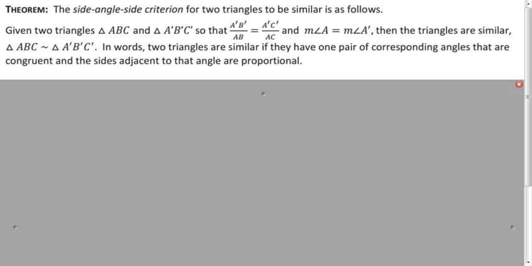So this gives us the side angle side criterion for similar triangles. They're similar if you have a pair of corresponding angles that are congruent and the sides that form those angles, or are adjacent to them, are proportional in length.